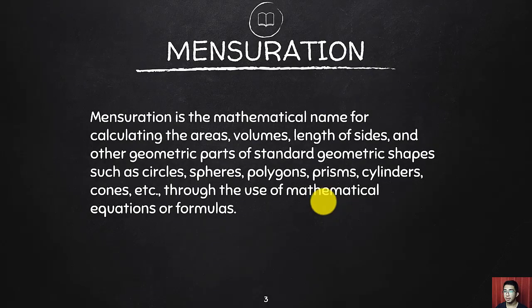Okay, so when you say mensuration, this is not menstruation. Mensuration is the mathematical name for calculating the areas, volumes, lengths of sides, and other geometric parts of standard geometric shapes, such as circles, spheres, polygons, prisms, cylinders, cones, etc., through the use of mathematical equations or formulas. So we are going to measure these different quantities of these common or standard geometric shapes.